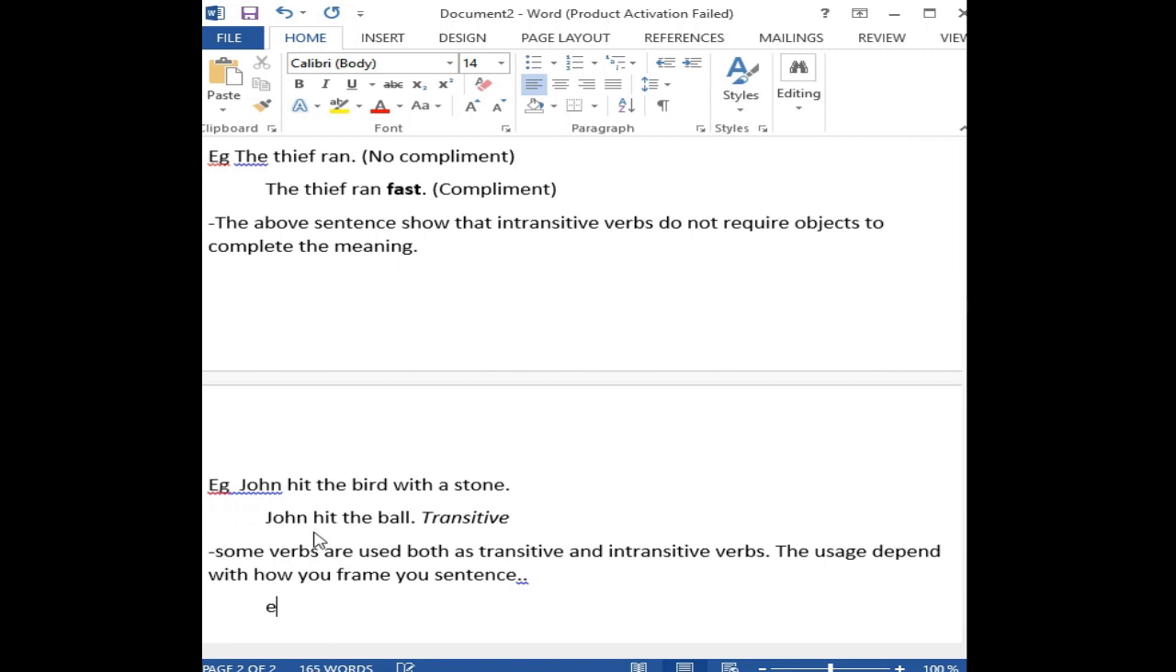So here we have an example. We can say that the plane flies. Now this one is an intransitive verb because it does not have an object. It does not require an object here. So it is an intransitive verb.